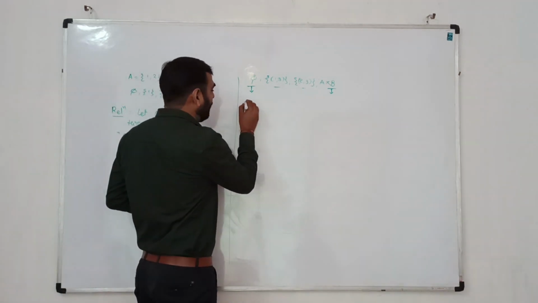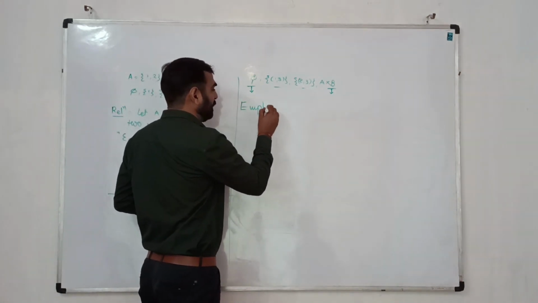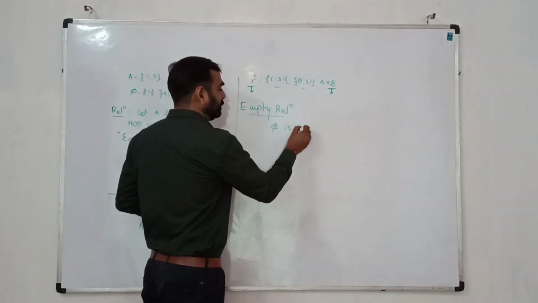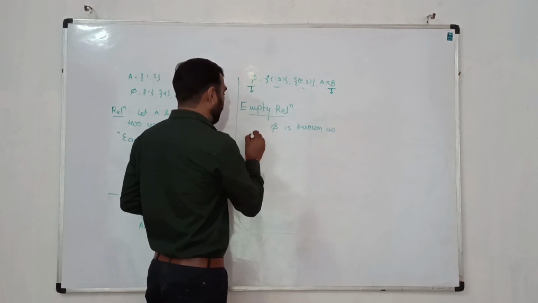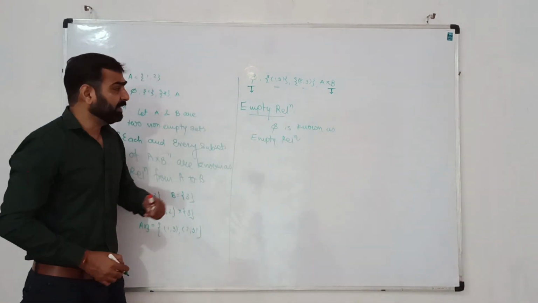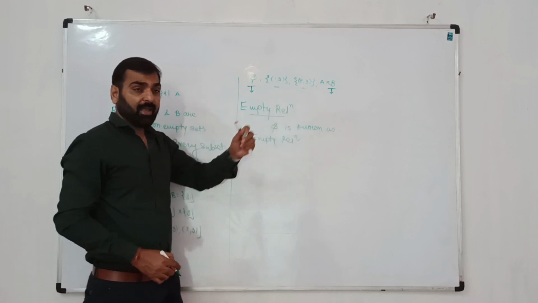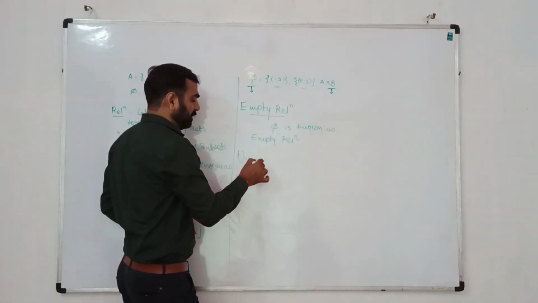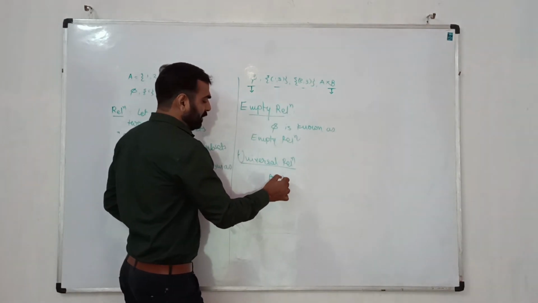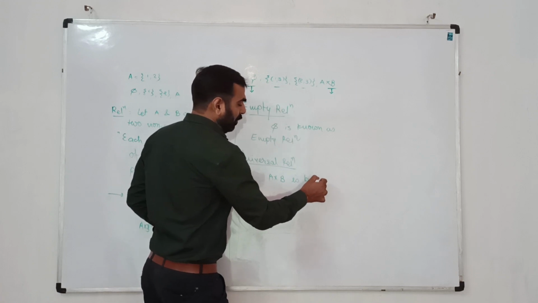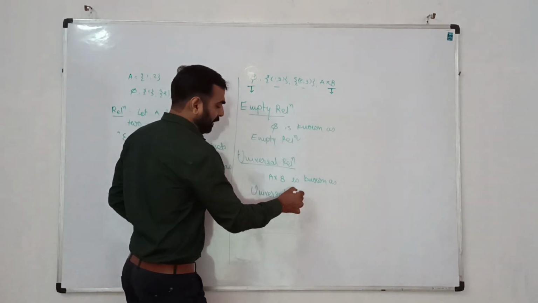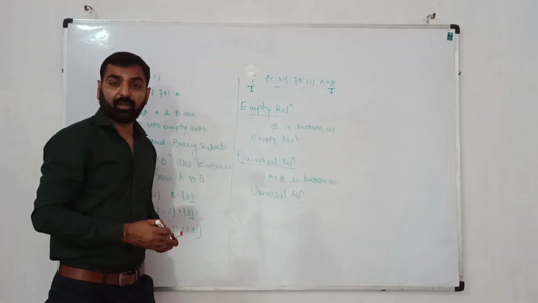So phi is known as what? Empty relation. It is an empty relation. So phi is known as the empty relation. Okay. And the set itself is always present, A cross B, and this one is known as the universal relation. So A cross B is known as the universal relation. Okay. So these are the two basic types of relations.